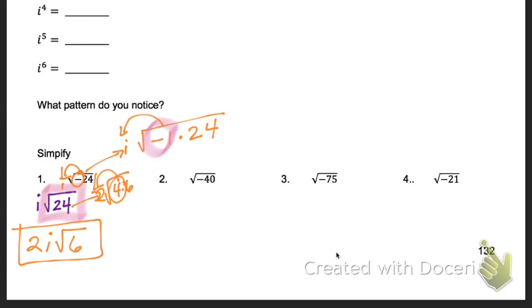So try number 2. Simplify the number completely. The number that comes out will be in front of the i? Yeah, the number that comes out, put that in front of the i. So try number 2. So what'd you get? 2i root 10.